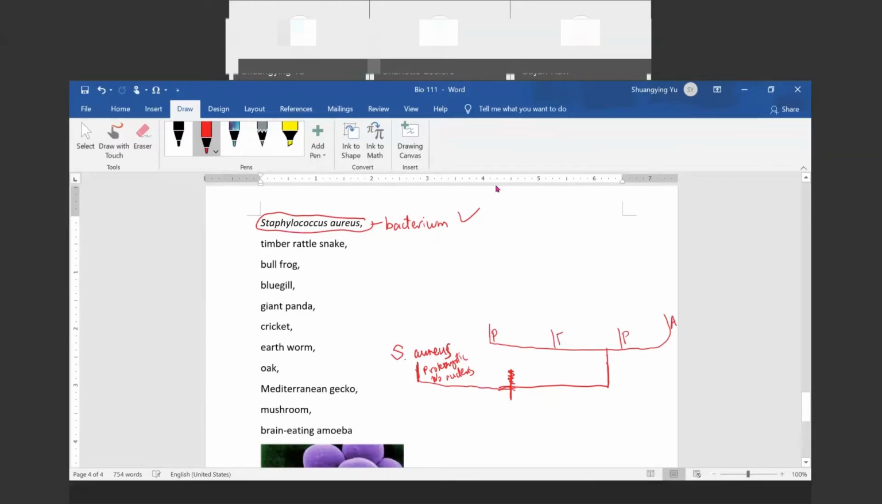Now, do we have anything that are protists? What about the last one? The brain-eating amoeba? Brain-eating, yes. So we can put amoeba here. You can put some characteristic here, right? Unicellular. Unicellular is probably a pretty important characteristic to differentiate this group from other groups. All right, so that's 2 organisms.